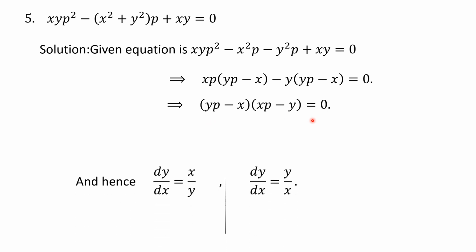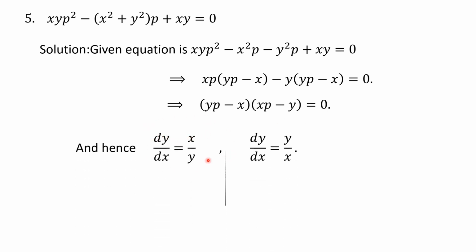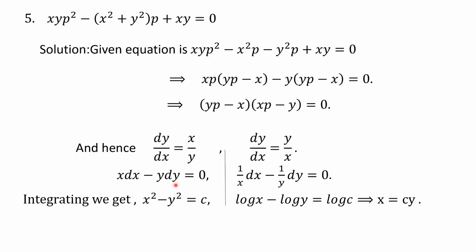Equate each to 0 and extract the differential equation. So here we have yp is equal to x, or p is equal to x by y, p means dy by dx. Similarly, xp is equal to y, p is equal to y by x, so dy by dx equal to y by x. If you rewrite, then it is x dx minus y dy is equal to 0. Separate the variables here. 1 by x dx is equal to 1 by y dy, or 1 by x dx minus 1 by y dy equal to 0. Both are in variable separable form. So directly we can get the general solution by integrating on both sides.